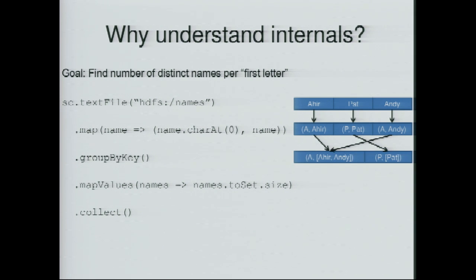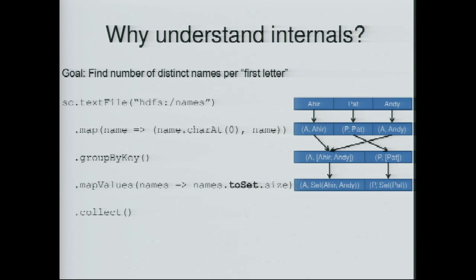And then we do a group by key where we rearrange the data such that all of the data for a single key is together. So we have A with Ahir and Andy, and P with Pat. It's sort of a list or something. And then we map values. So the value is this list for each letter. And we first take it to a set. And this is important, because I said the distinct names.